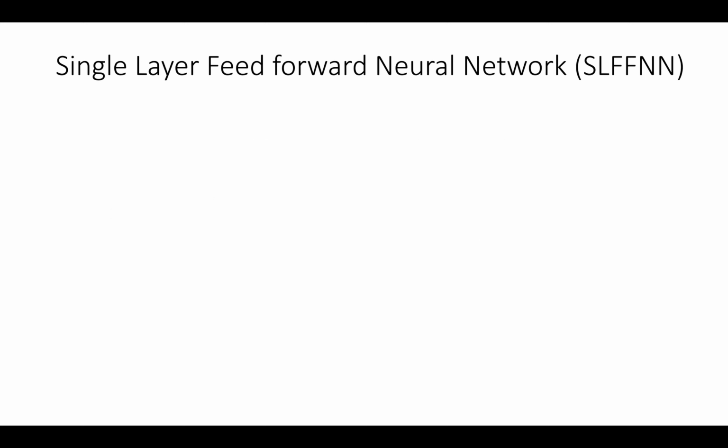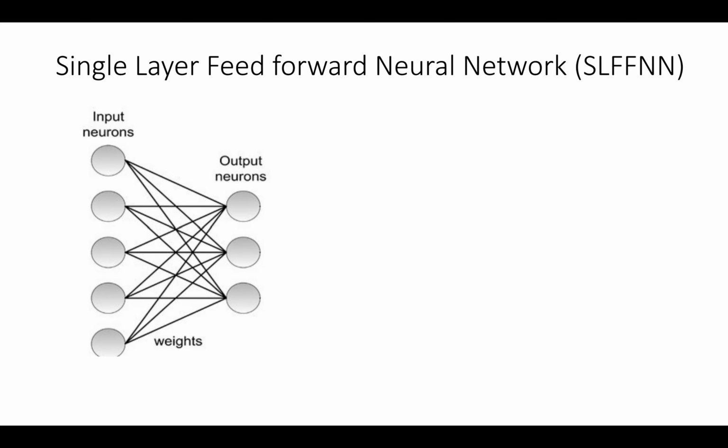So, the first one, single-layer feed-forward neural network. As the name itself tells you, this neural network has only one layer, as you can see in the image here. It has input and output. This is one of the simplest forms of neural network which anyone can build. It does not have any hidden layers, as we have seen in the previous video about the basic architecture of a neural network. So how does this neural network work?